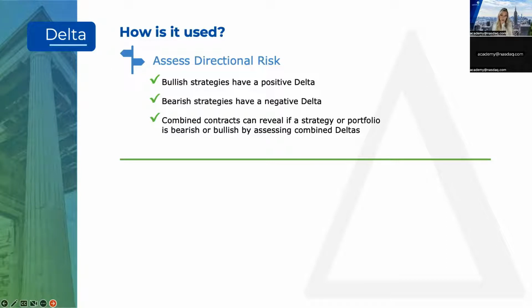One, assess directional risk. If you're layering options together, so if we have a straddle, for example, or we'll go into some examples, we know bullish strategies have a positive delta and bearish strategies have a negative delta. So if we're trading multi-leg options, we can put them together and reveal if it's a positive or negative delta, and it will tell you if that strategy is bullish or bearish and get some velocity behind it.